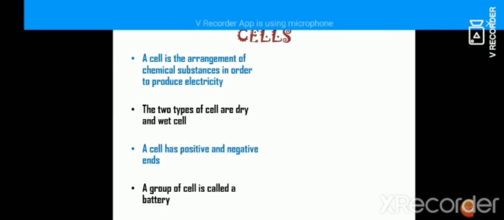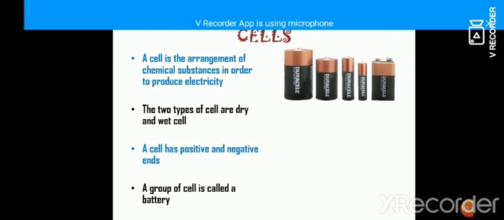That battery is made up of what? Groups of cells. So many cells make up the battery. So a group of cells is called a battery. So please take good note of that. Now let's look at this diagram. I believe you are familiar with that. That is a battery.